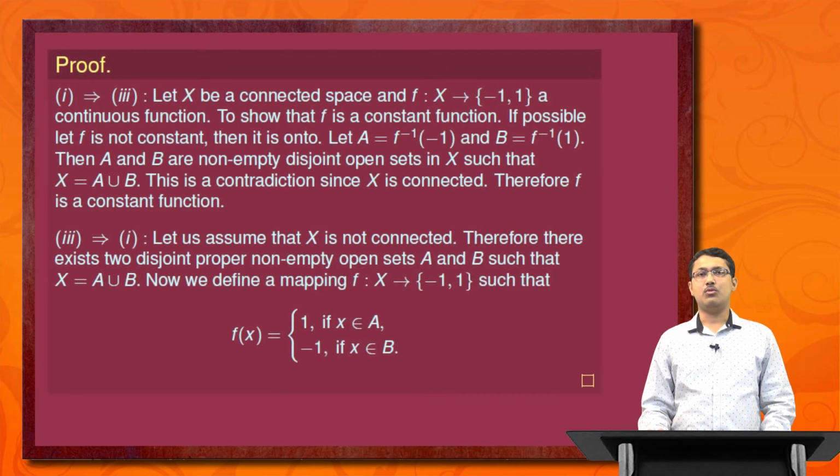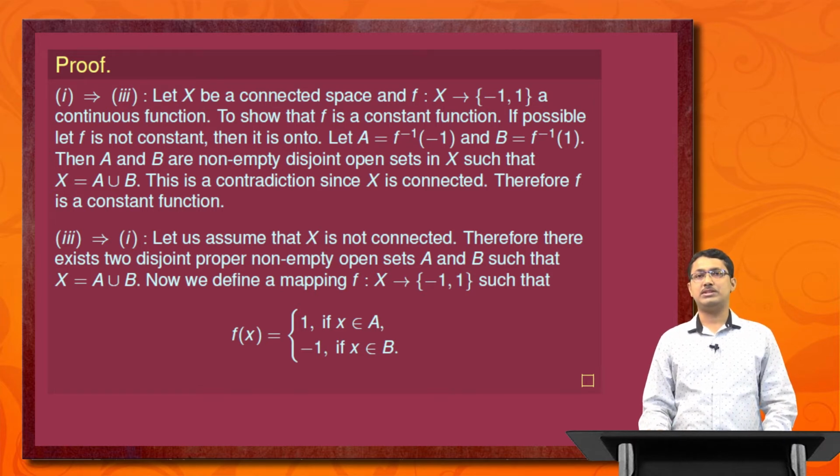Next one, 1 implies 3. That means let X be a connected space and f a continuous mapping from X to {plus minus 1}, to show that f is a constant function. If possible, let f not be a constant function. That implies f is an onto function. Let A equal f inverse of {minus 1} and B equal f inverse of {1}. Minus 1 is an open set of the set {plus minus 1}, because with respect to the subspace topology, {minus 1} is an open set of {plus minus 1}.